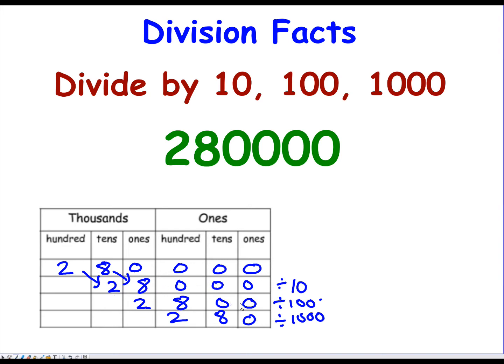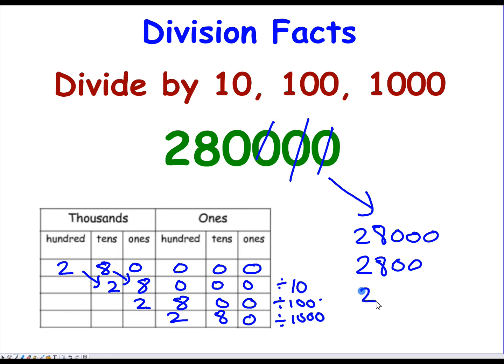So dividing by 10, it becomes 28,000. Dividing by 100, it becomes 2,800. And dividing by 1,000, it becomes 280. Now, if we're going to divide by 10, 100 and 1,000, the quick way people might think of it is dividing by 10, we knock off one of the zeros, so it becomes 28,000. Dividing by 100, we knock off 2 zeros, so it becomes 2,800. And finally, dividing by 1,000, it becomes 280.